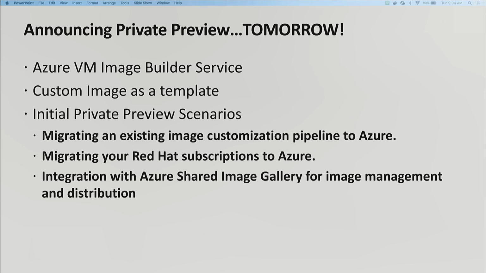Migrating your Red Hat subscriptions to Azure. The Image Builder service has the option to ingest a Red Hat ISO. So you can literally point at a Red Hat ISO, it will take that ISO, and then at the end it will give you a bootable VHD. You will have to do nothing in between to make that boot on Azure.